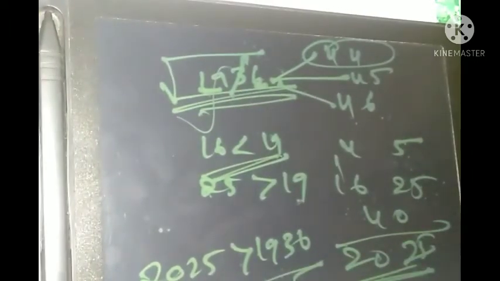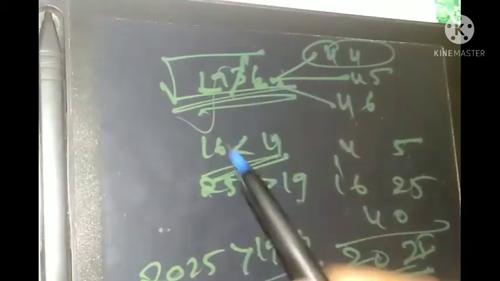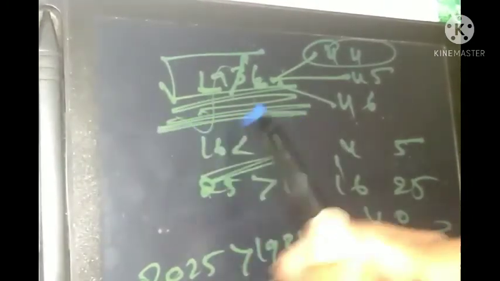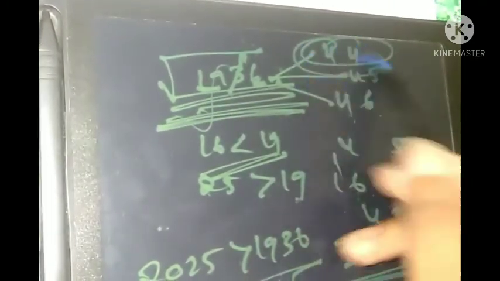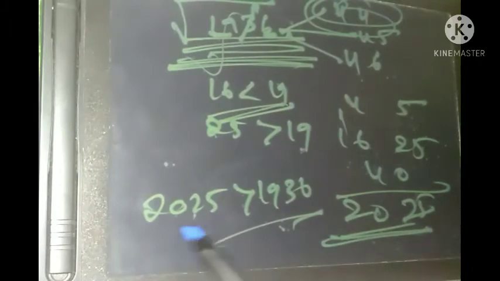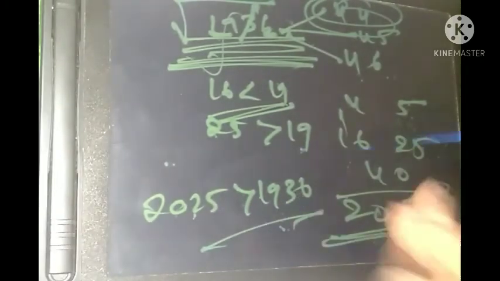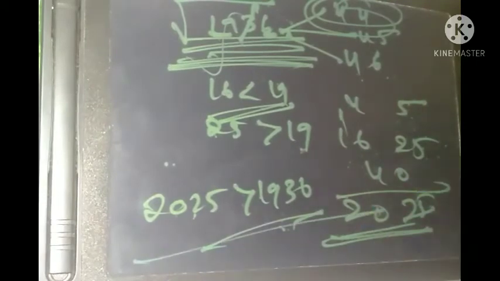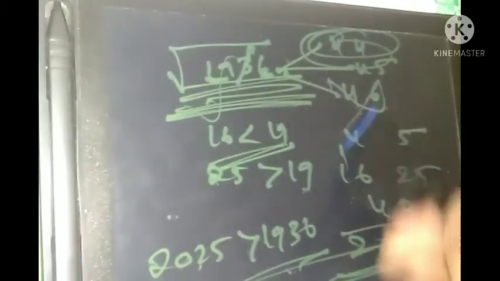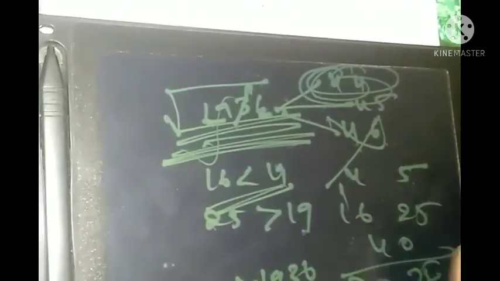44 is the square root of this number. Okay, 44 squared is the square root of 1936. 2025 is greater than 1936. That is not possible. That means this is not the correct answer. 44 is the correct answer.